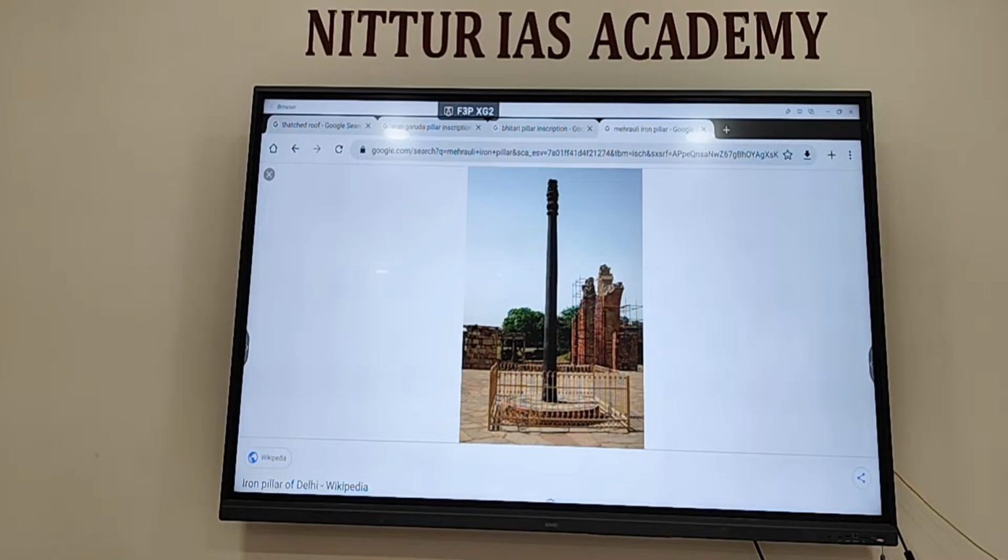If you look behind the iron pillar, it is in ruins. The Qutub Minar site is placed there. There were 37 Hindu and Jain temples there, which they destroyed and then built the Qutub Minar.